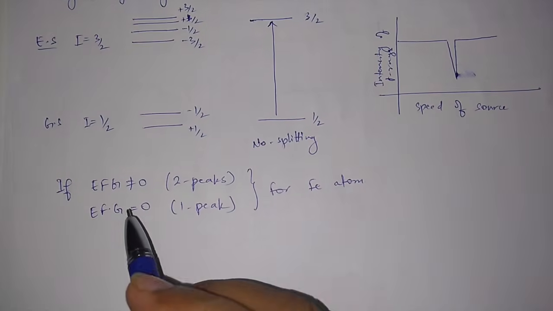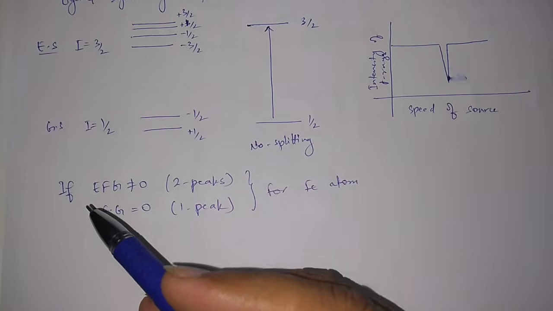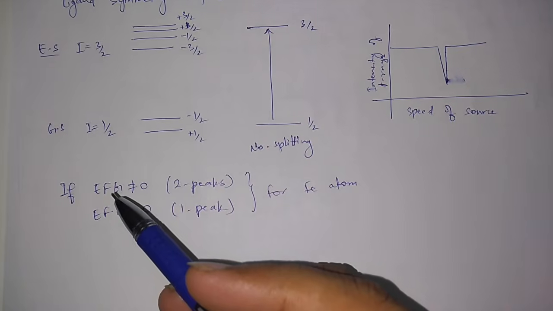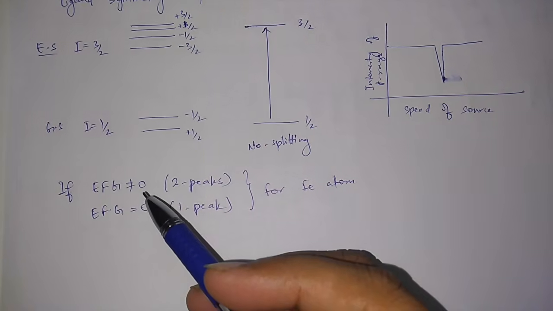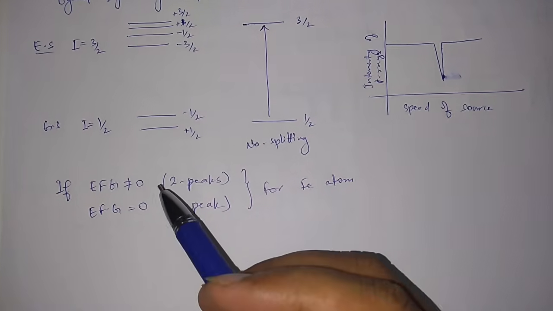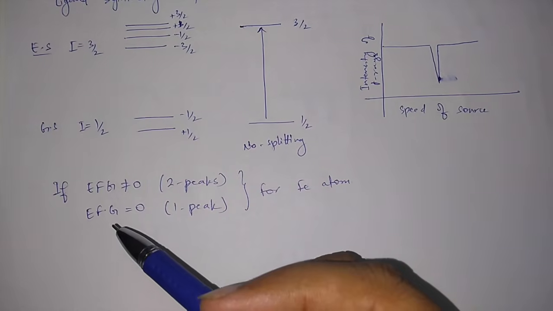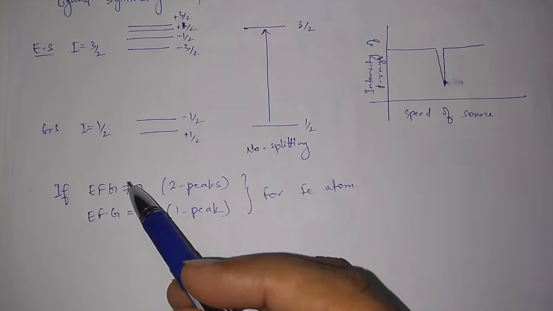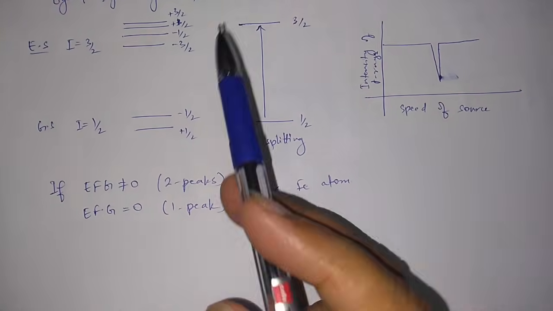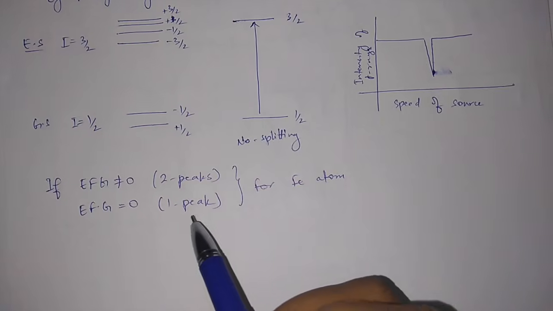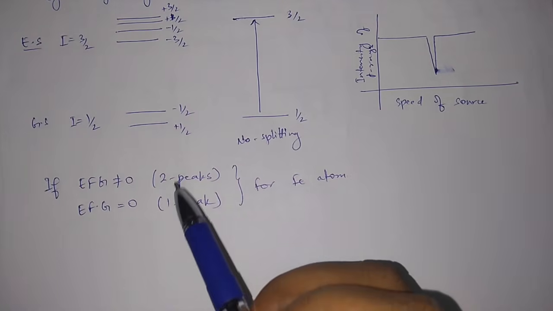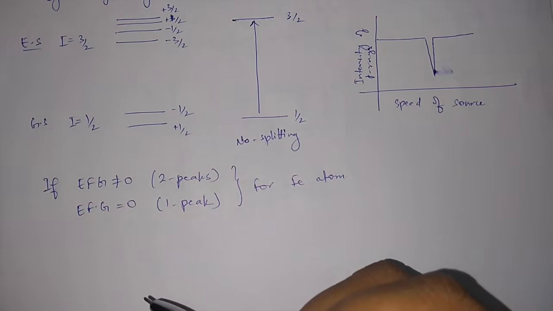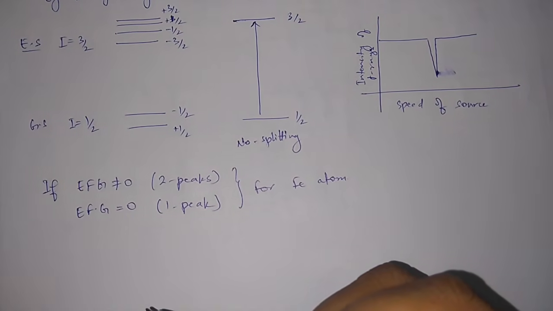So if your electric field gradient is not equal to 0, that I discussed last time, when I was discussing the number of signals in Mossbauer spectra, there I told you that there were two peaks. There also I took the same example of iron, but there splitting was there, where your electric field gradient was not equal to 0. But if the electric field gradient is equal to 0, which is this case, then you are just going to get one peak. So these are the cases for the iron atom where you will get different types of peaks depending upon the electric field gradient. All right.